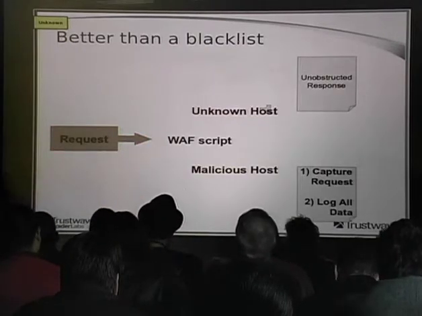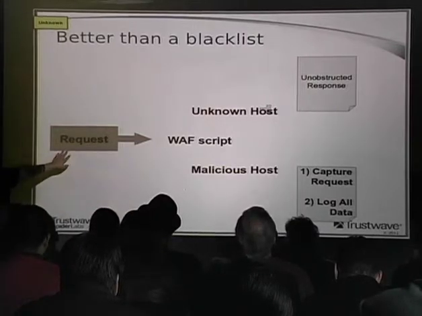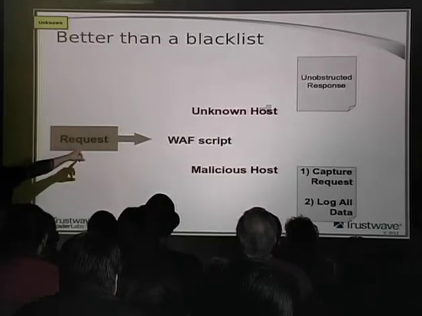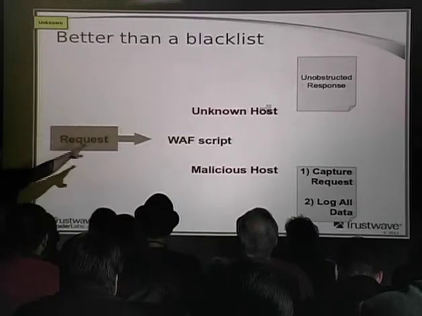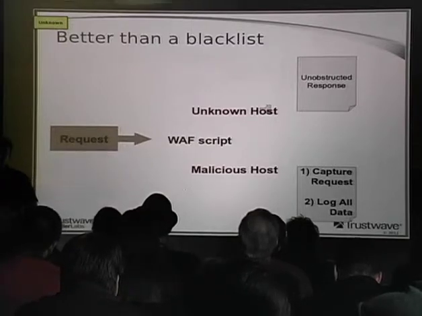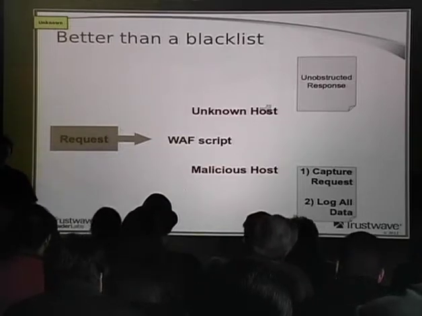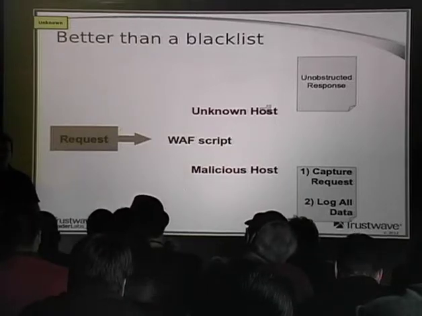The second request that comes in, my slide got a little funny, is a normal request. This is any request on a website, and it always hits this WAF script. There's one of two things that will happen. Either one, if it's an unknown host, I'm going to send an unobstructed response and allow this to happen, and we'll continue going. Or two, if it's a known malicious host, if that IP address from the requester shows up on that blacklist, instead of denying them, I'm going to capture the request, log all information regarding that request into my logs, and then review it later.